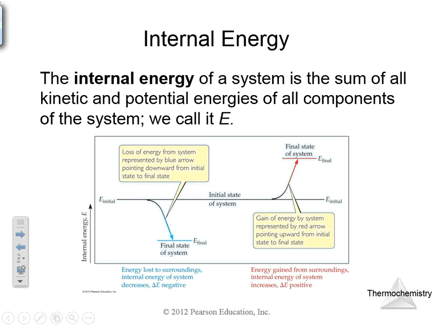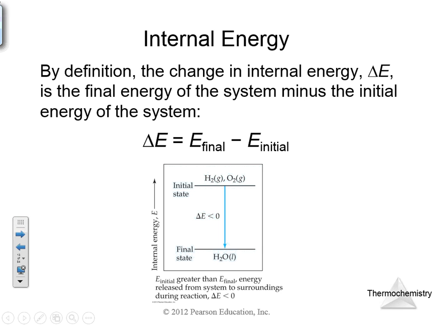And when we study this law, we focus on internal energy. Internal energy is the sum of all energies in a system, and we label it E. By definition, the change in internal energy is the final energy of the system minus the initial energy of the system. So change in E is equal to E final minus E initial. And remember that you can lose energy or gain energy, so it's possible that the change in energy is negative.